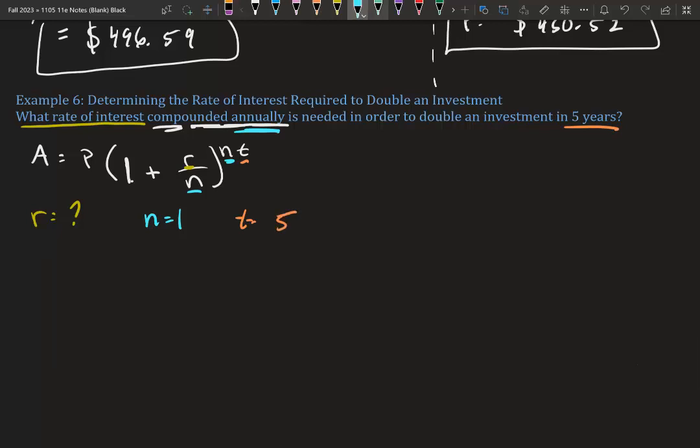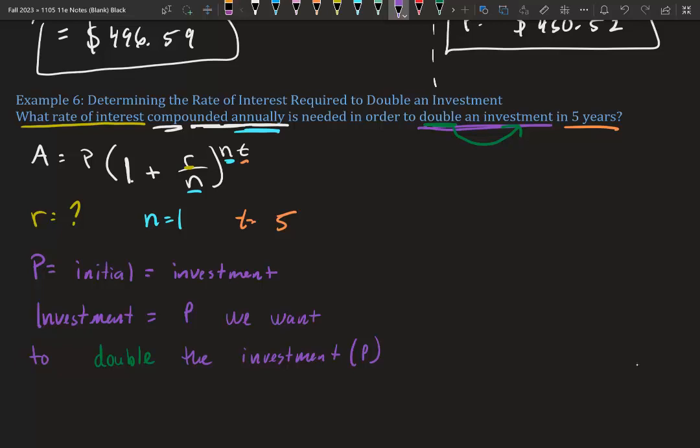And we're looking to double our investment. Investment stands for P, because we said P is your initial. There's many synonyms for that. A synonym for that is investment. And if we're looking to double our investment, investment stands for P and double stands for 2. So we want to double the investment.